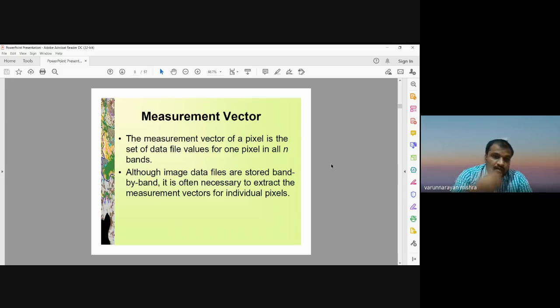The measurement vector of a pixel is the set of data file values for one pixel in all the n bands. As we know, the image has multiple bands, so the measurement vector of a pixel is the set of data file values for one pixel in all the bands. Although the image data files are stored band by band, it is often necessary to extract the measurement vector for the individual pixel. So the measurement vector can be determined for each and every pixel, for all the multispectral bands in that satellite image.